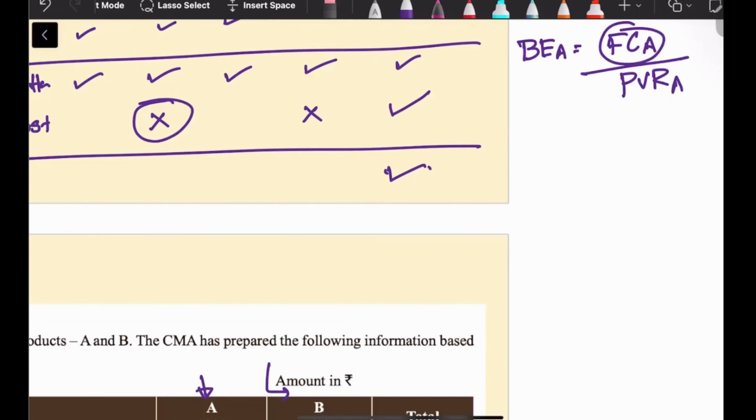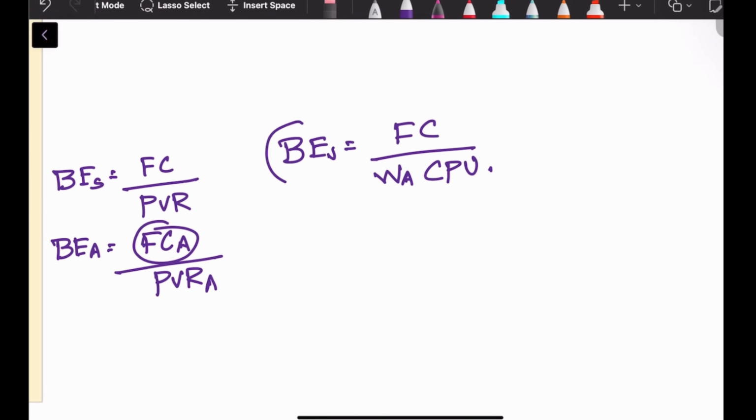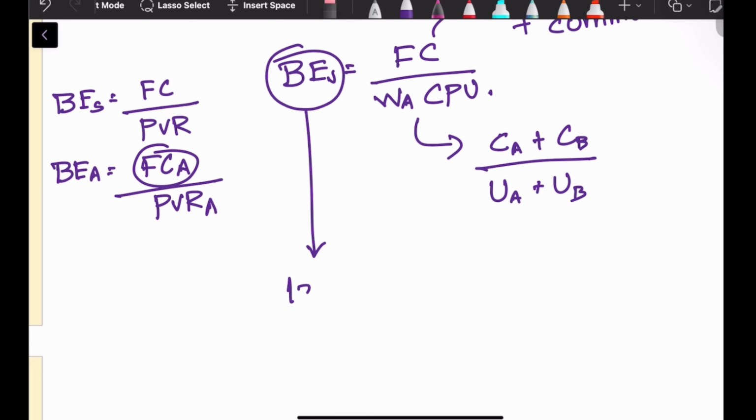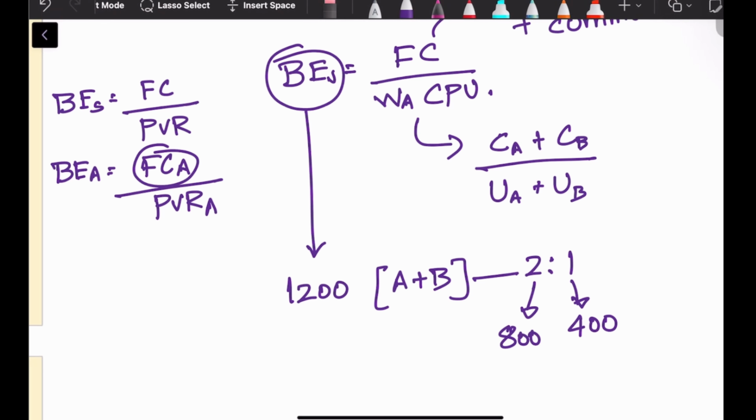What did I do? I modified my break even formula as fixed cost divided by weighted average CPU. How did I calculate weighted average CPU? Contribution of A plus contribution of B divided by units of A plus units of B. And fixed cost, how did I get it? Allocated fixed cost plus common fixed cost. With this I got my break-even units as 1200, but this comprises A and B, A plus B, in what ratio? In 2:1 ratio. So when I allocate it, it becomes 800 and 400, and I tested it in the statement of marginal costing and I got zero profit. That means this is correct.